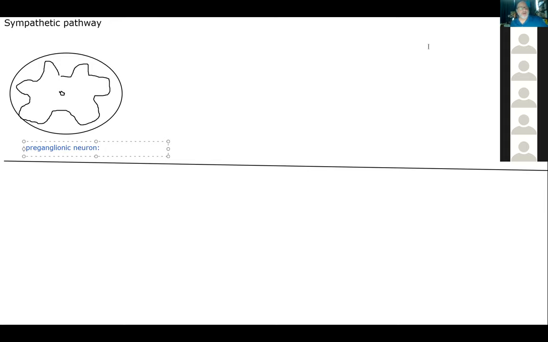We know a lot about this cell. We know that its cell body is in the central nervous system. And we know it is going to synapse on the ganglion.